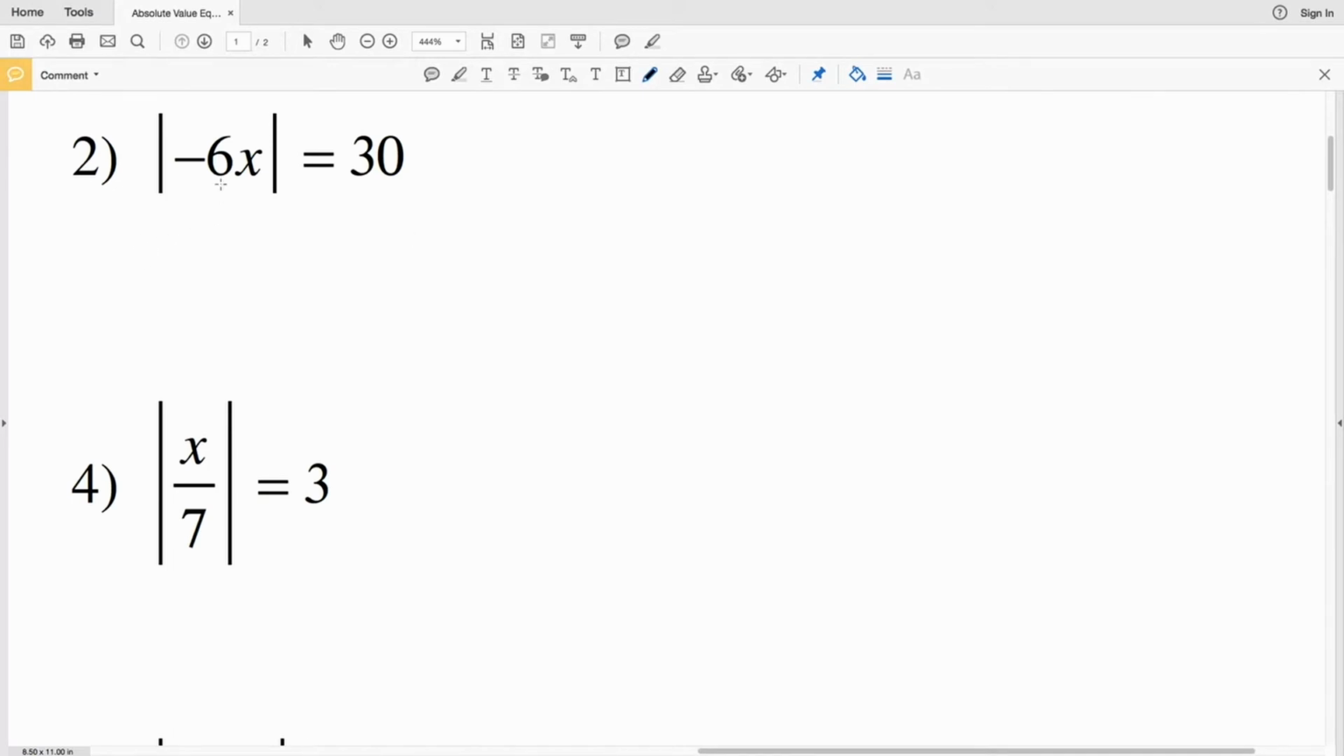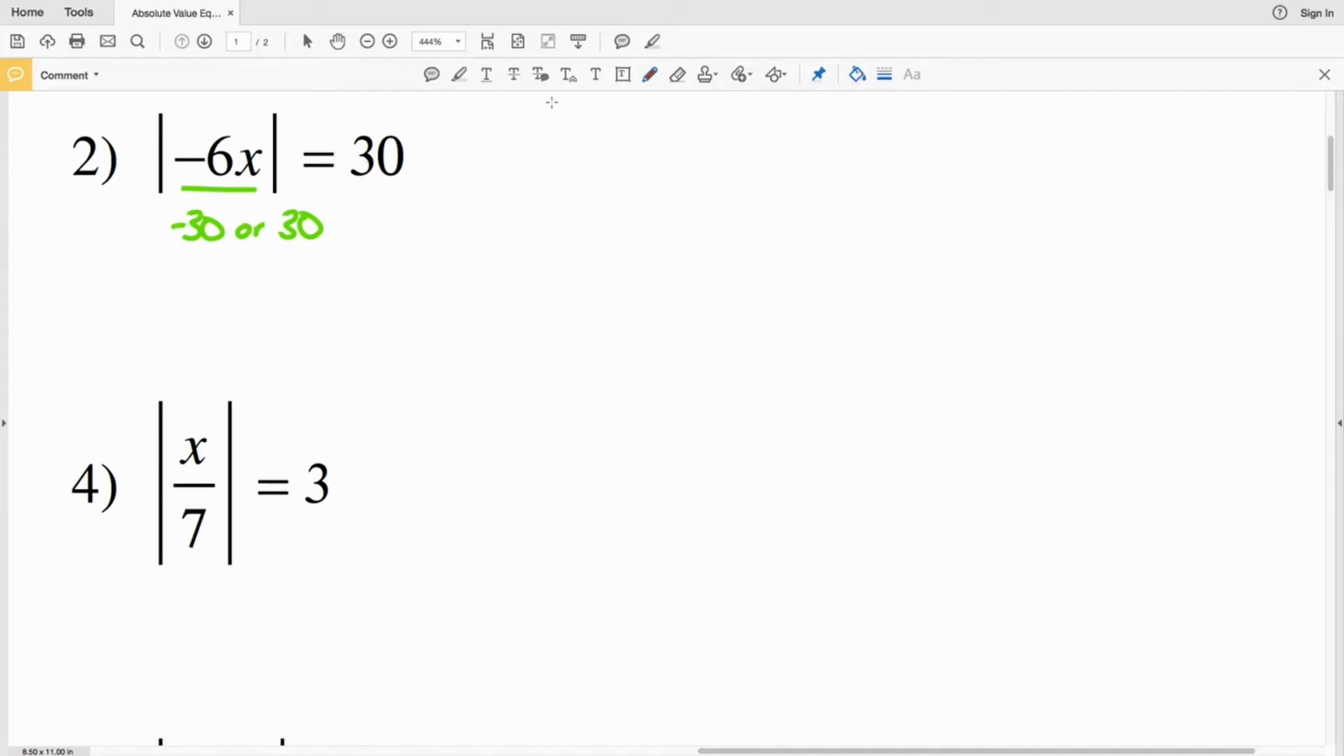So for number 2, we have the absolute value of negative 6x equals 30. That means that this negative 6x is either negative 30 or a positive 30. That's because the absolute value of either of those is equal to that positive 30.